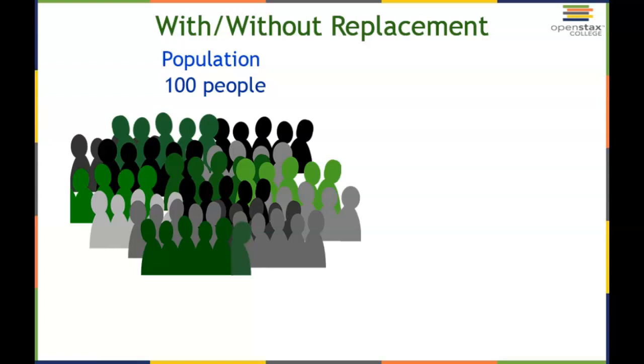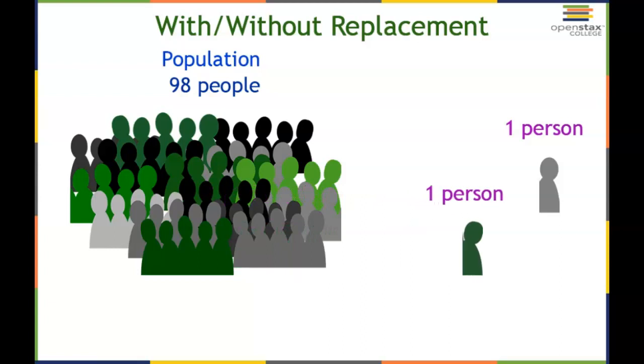Without replacement is you go to your 100 people of population, you randomly select one person, and then when you go to select another person, you do not put that person back into the population. They have already been questioned, and they are now out of the population, and you get to select a new person from the 99 people left in the population.